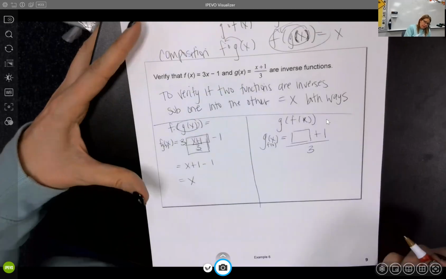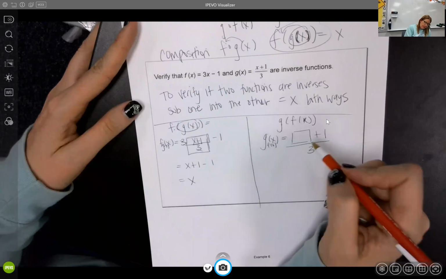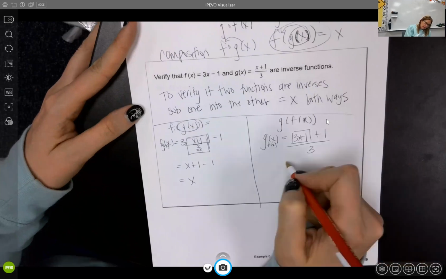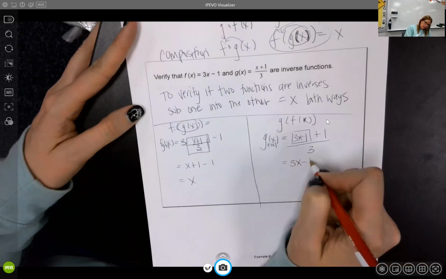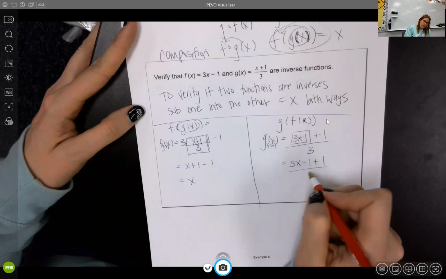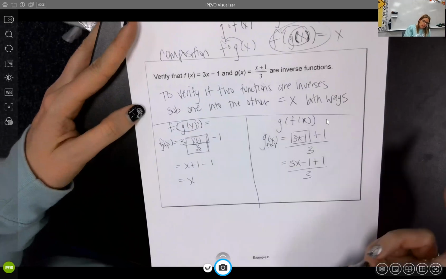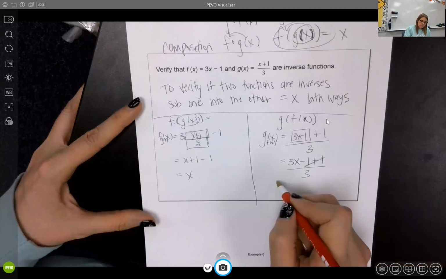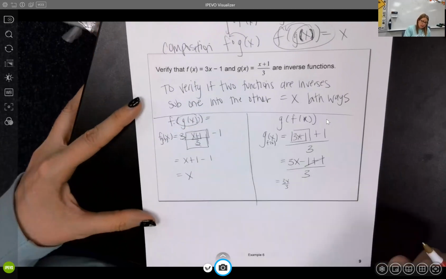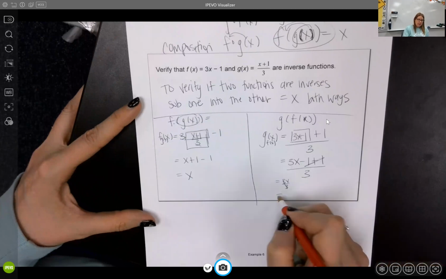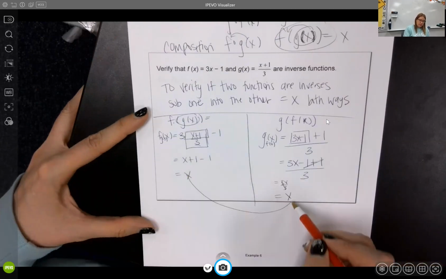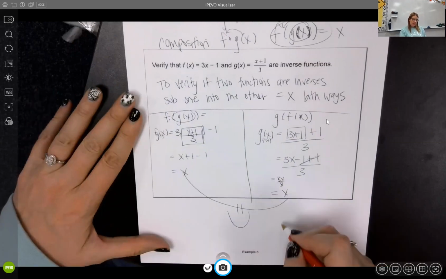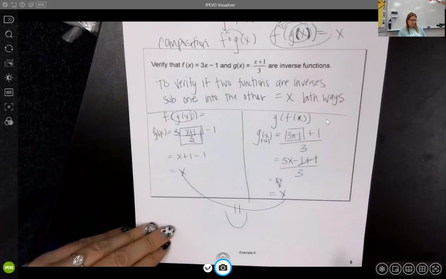Here I'm going to put the f of x into here, which is 3x minus 1. So the top is 3x minus 1 plus 1, divided by 3. I have to show this step that those cross off first using order of operations. And then 3x divided by 3, those cancel out and we get x. So see how I got x on both of them? Yay, I got x on both of them. So I verified that they were inverse functions.